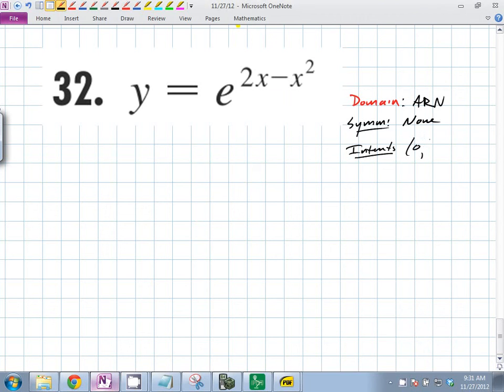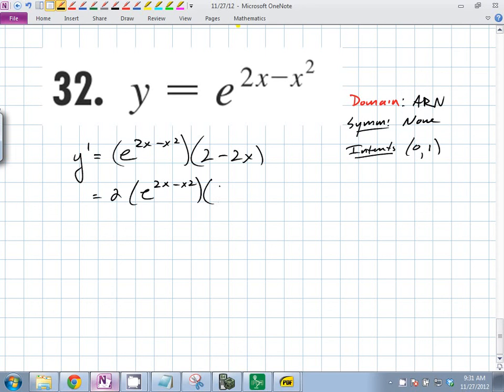The derivative. What's it going to be equal to? Well, e to the 2x minus x squared times 2 minus 2x, which you can rewrite as 2 times e to the 2x minus x squared times 1 minus x, like that. Correct? And you're interested in when that's equal to 0. So what's the only way to make that equal to 0? When x is equal to 1. So you plug 1 in there, so that's the x value, and this is your y prime value. What's the derivative when x equals 1?